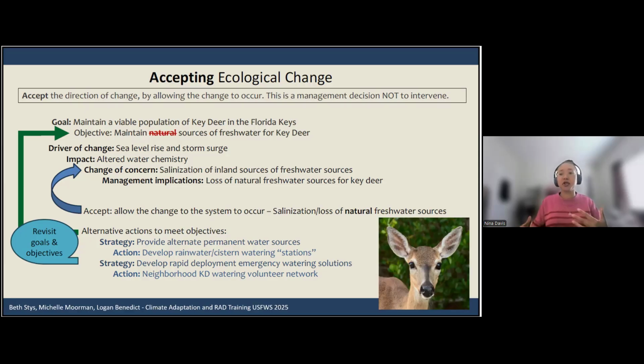And some of those alternative actions to meet that objective could end up leaning towards the resisting side of using RAD or the directing side, but they did accept that natural sources of fresh water were no longer possible. So you can kind of see the intertwining of looking at accepting, resisting, and directing all in the same area, and not really trying to isolate yourself to the box of resist, accept, and direct, but really trying to think about your goals and objectives. Because at the end of the day, that's the important piece of using this decision support tool.